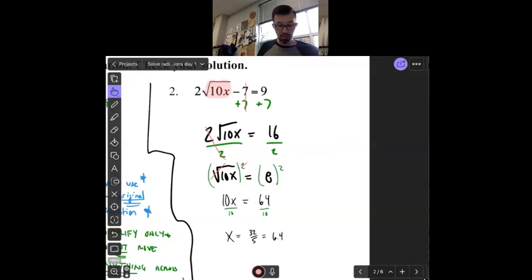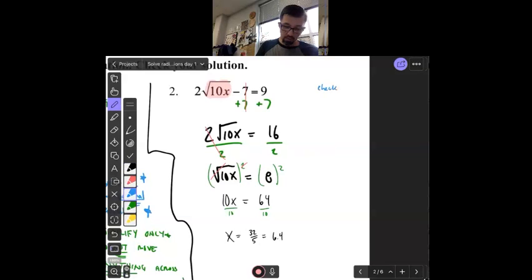Okay. So there's what we think the answer is. So we go back to that original equation. We're going to check 6.4. So we get 2 times the square root of 10 times 6.4. All that should be under the radical. That's a 10 there. Minus 7 equals 9.